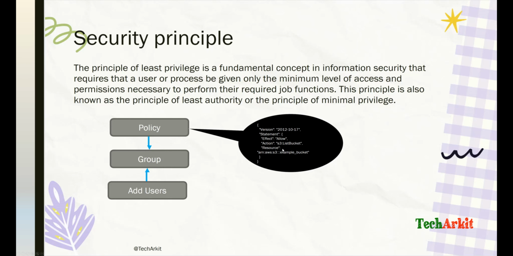If you specify the resource, like example bucket, the bucket name is example underscore bucket, I am providing that particular bucket access to this group. So the users of this group will have this access. Allow S3 ListBucket: they have listing bucket access to this example bucket. That's a granular level policy we are providing to that particular group of IAM users.